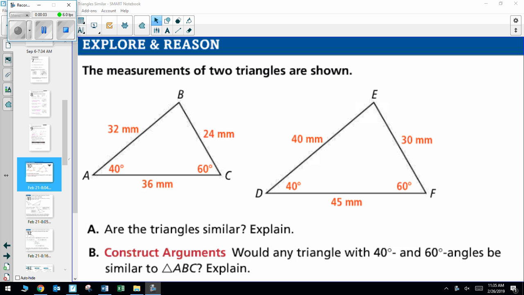So looking at these two triangles today, we're going to be talking about similar transformations and finding exactly what a scale factor would be to find a missing side length. So continuing on, we're looking at similar triangles. Looking at these two, would you say those are similar triangles?